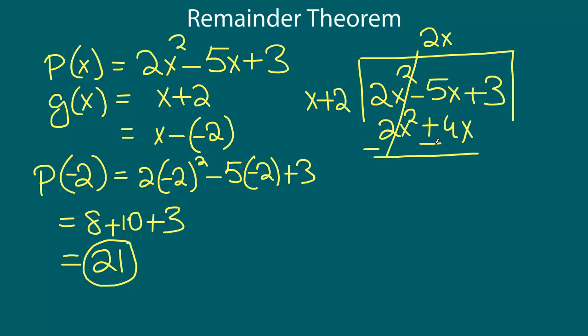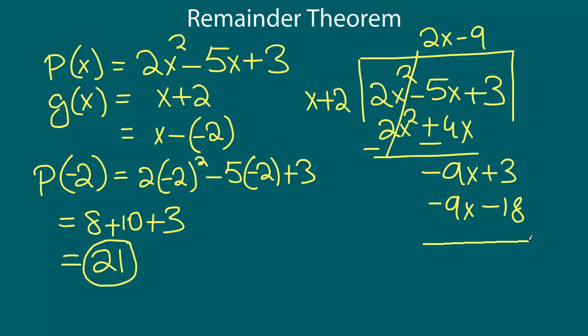So this goes away. We get minus 9x. So we divide minus 9x by x. We get minus 9 over here. Oh, we forgot to get the plus 3 here. So minus 9. So this will be minus 9x. And this will be minus 18. Minus 18. And when we subtract the signs, they reverse. So this cancels out. So 3 plus 18 will be 21.